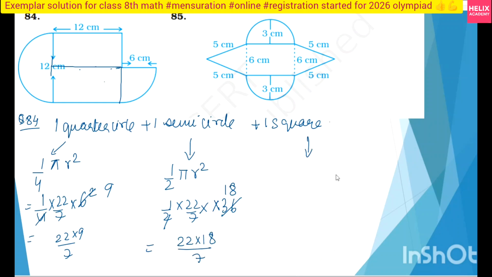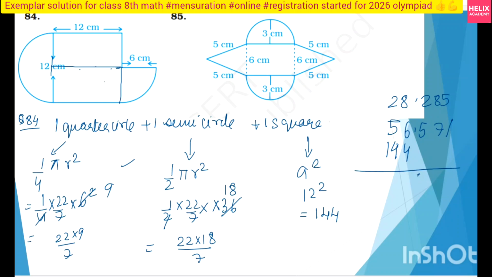Next is the square. So the area of a square is a square. A is your 12. So area will be 12 square. 12 square is 144, right? So you have to add up all these things. Now this one will be 28.285. Next is your 56.571 and 144. Add up all these things. We get approximately 288 centimeter square. Okay.